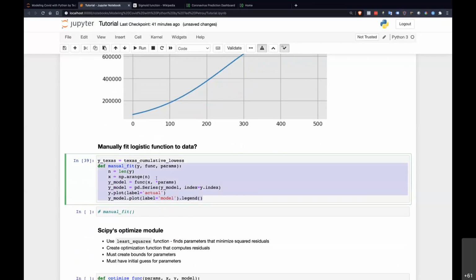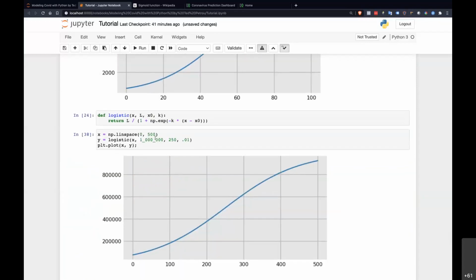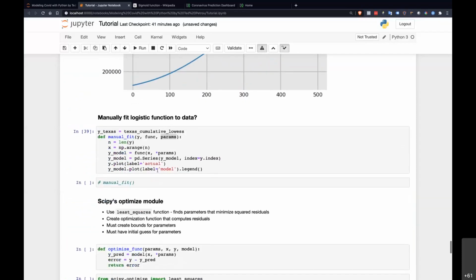All right, so manual fit, all it does is you give it the actual data. So this is going to be Y Texas. And the model will just be the parameters that you give it. So for L, X naught, and K, you have to give it in that order. It's the same order that was defined over here in logistic. And then it'll just plot them. So you can play around with this and see if you can model it.